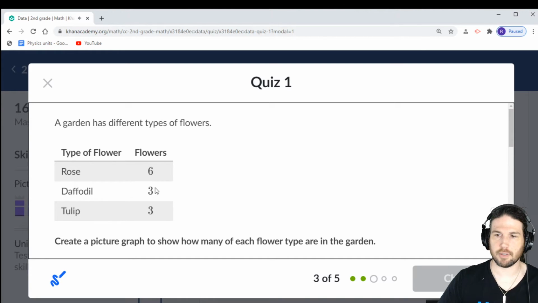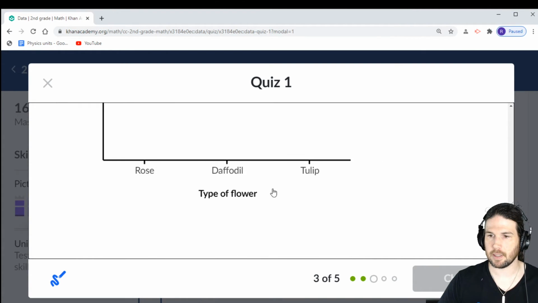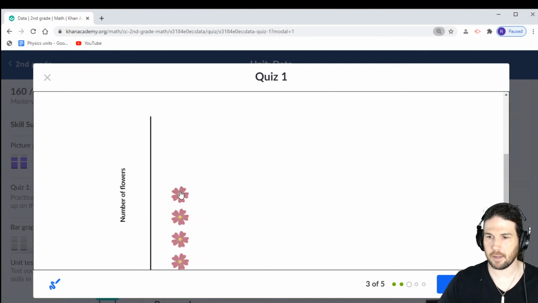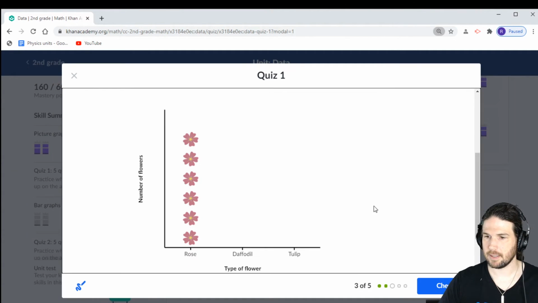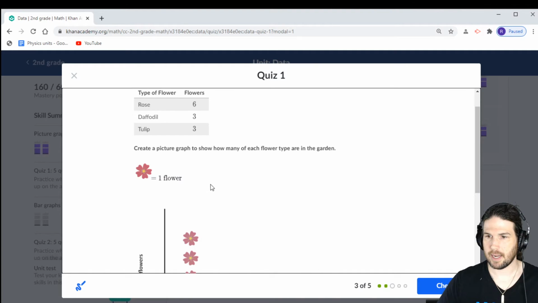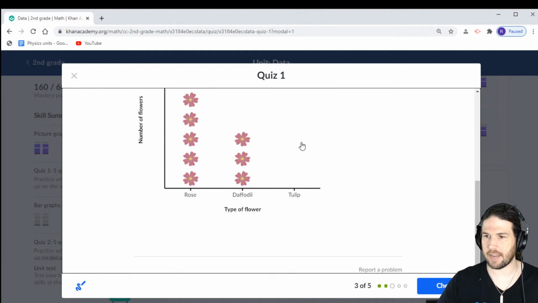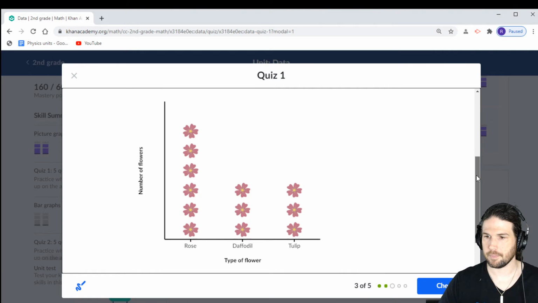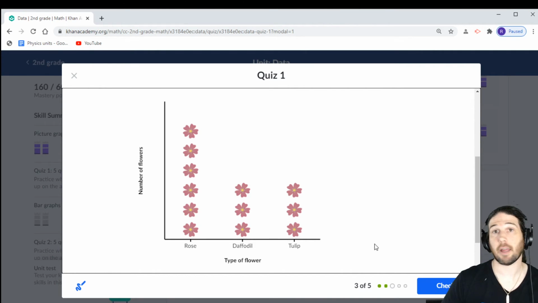We have 6 roses, 3 daffodils, 3 tulips. That should be easy enough. 1, 2, 3, 4, 5, 6 roses, and then 3 each of daffodils and tulips. 6, 3, 3.